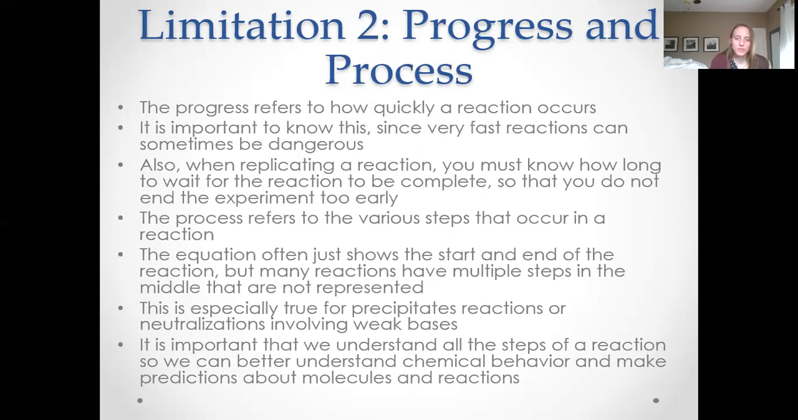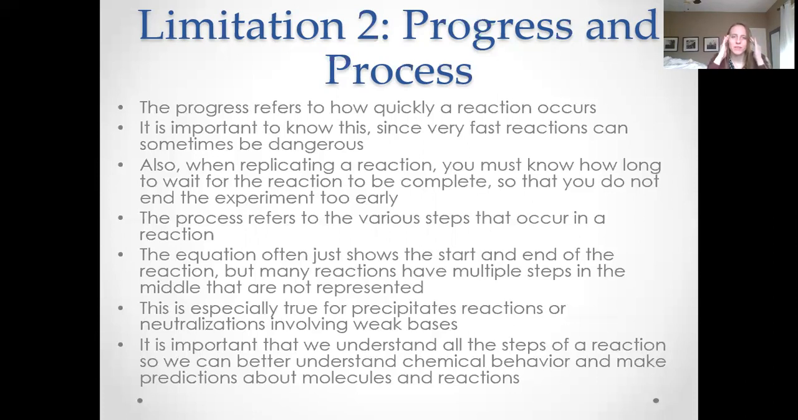And then the process refers to all the different steps that happen in a reaction. The equation only shows what you start off with and what you end with, but it doesn't show all of the things that are happening between that start and ending. So a lot of the times there might be precipitates that temporarily form and then dissolve again. There's usually a bunch of different steps that are happening between the start and end of a reaction.